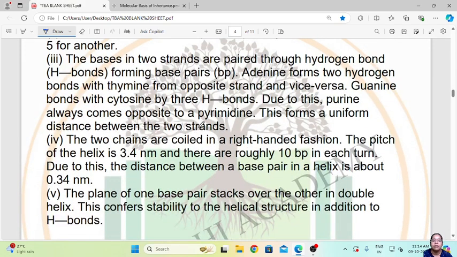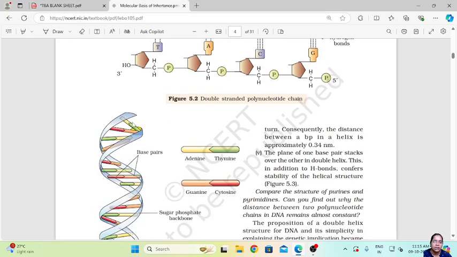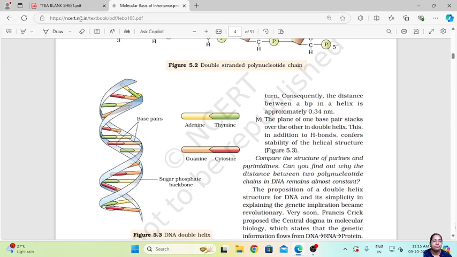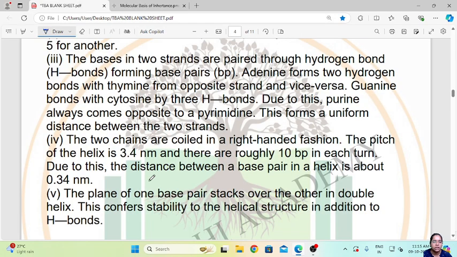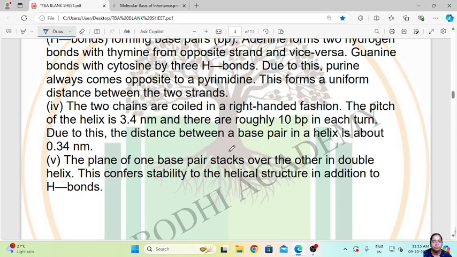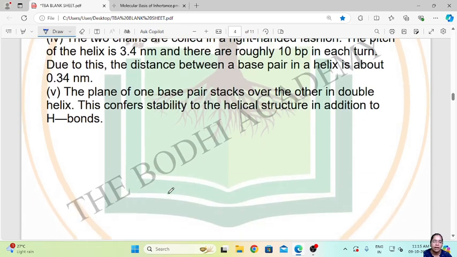The two chains are coiled in a right-handed fashion and the pitch of the helix is 3.4 nanometer and there are roughly 10 base pairs in each turn. Due to this, the distance between base pairs is about 0.34 nanometer. So each turn will have 10 base pairs which are complementary to each other. The plane of one base pair stacks over the other in the double helix. This confers stability to the helical structure in addition to the hydrogen bonds.